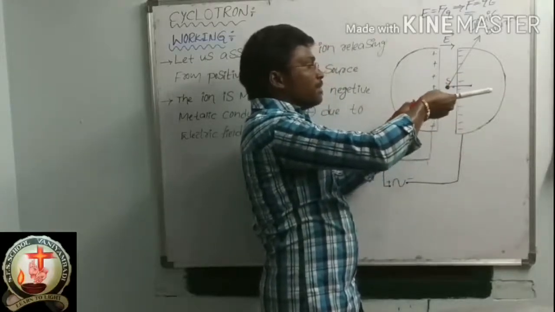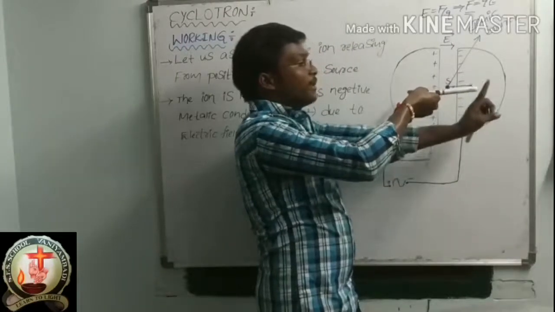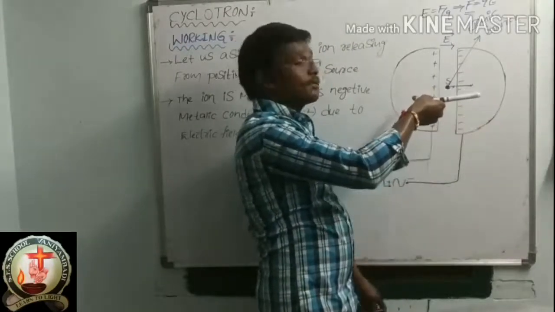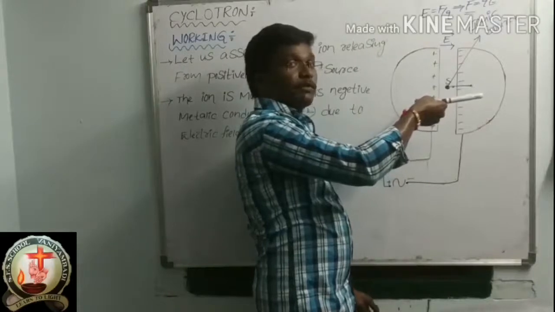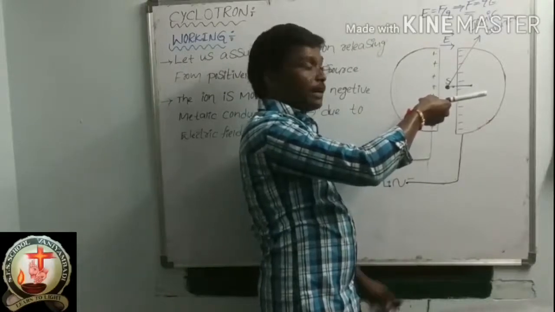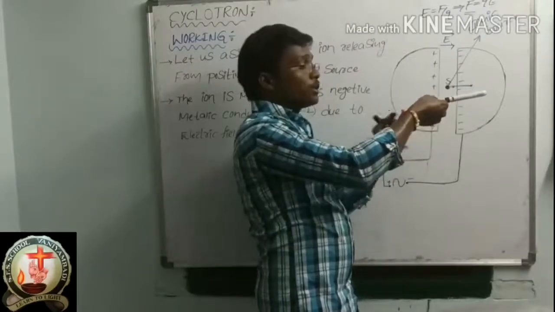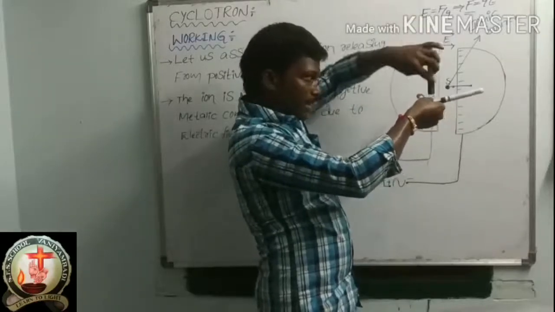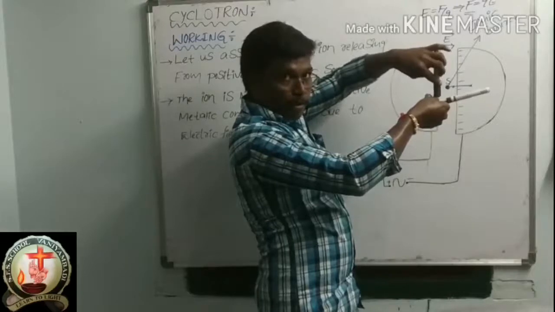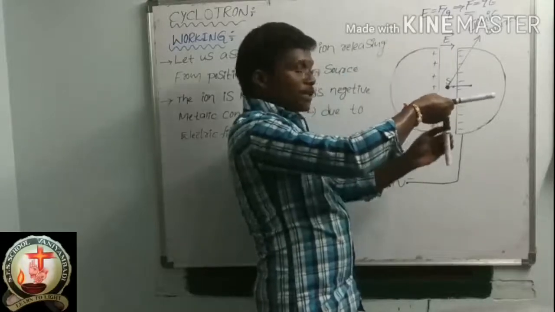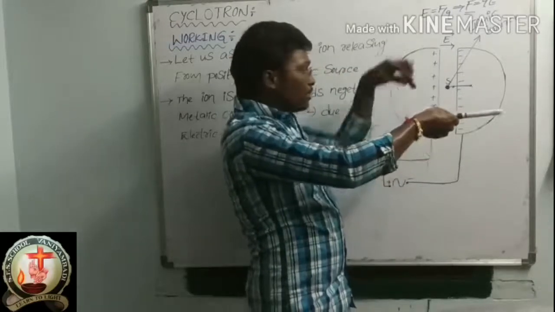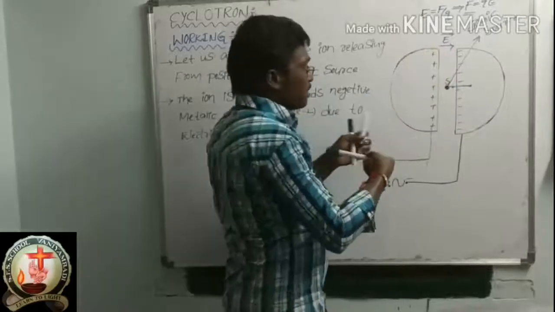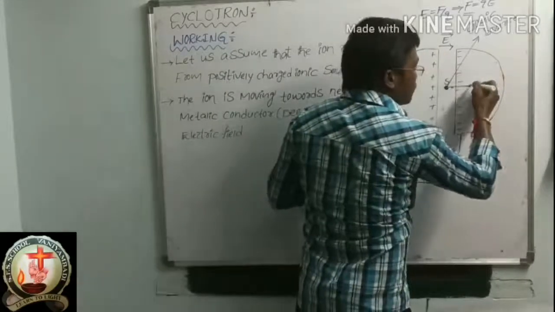So this is the magnetic field direction. This is the charged particle direction. So in what direction will the force act? Perpendicular to both of these. Perpendicular to both means what direction? This direction. The force will act in this direction.